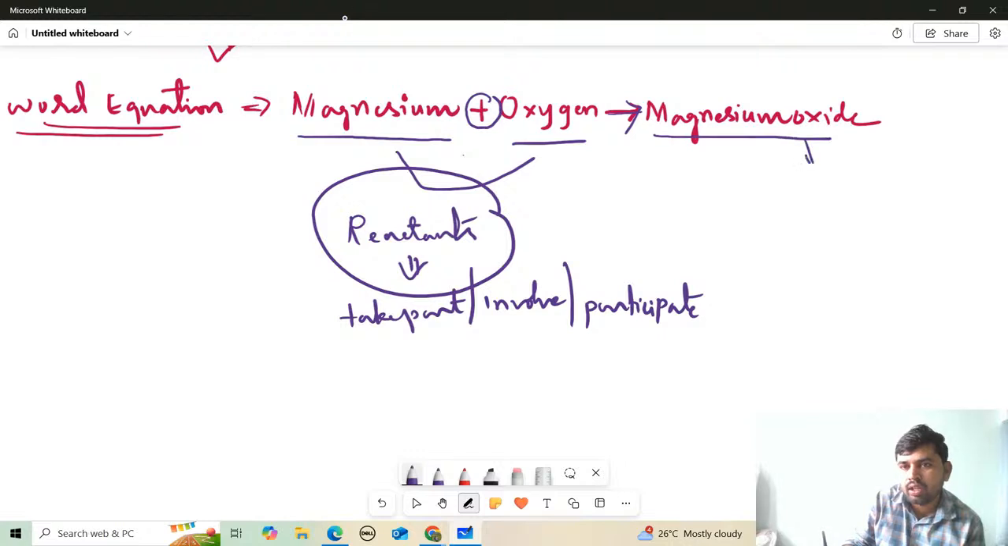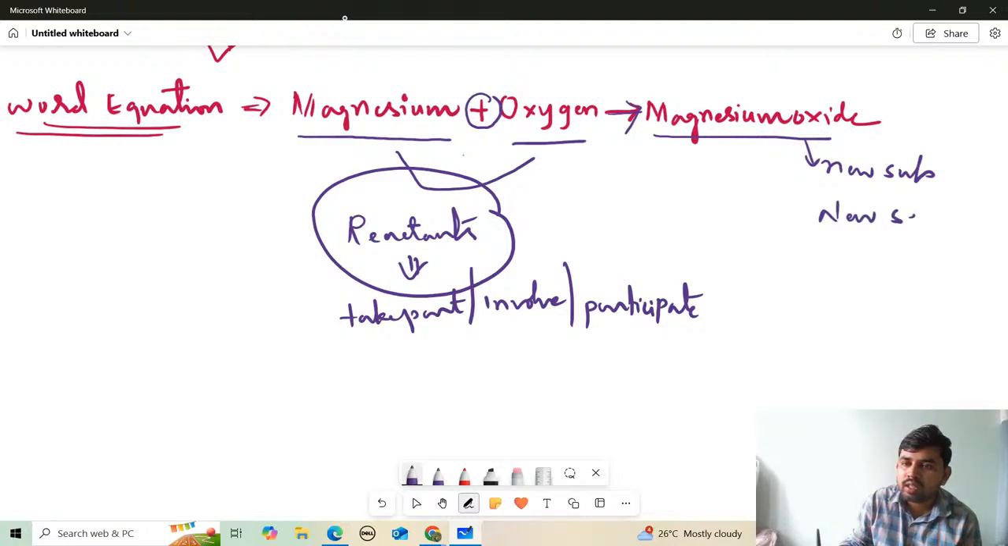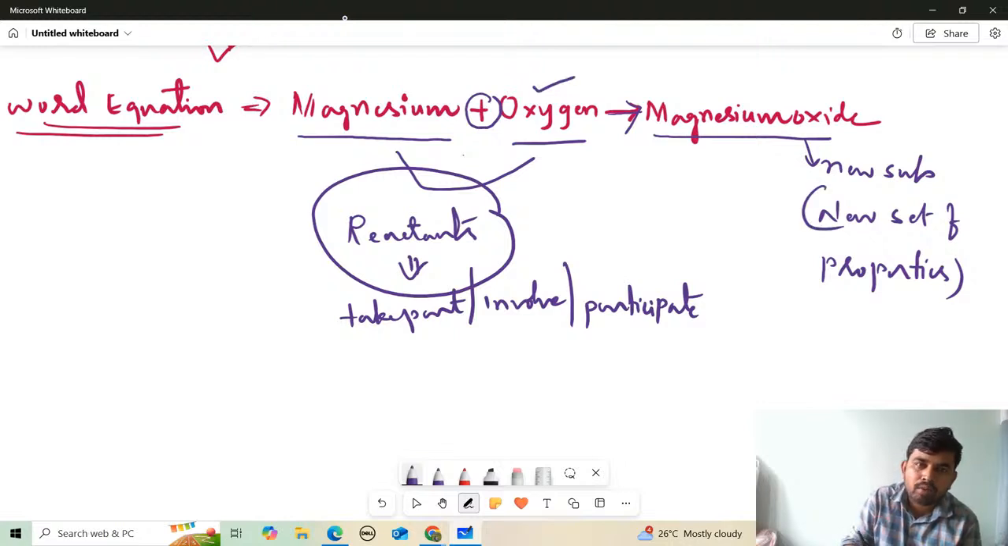What is meant by new substance actually? A new substance means it is made up of the same things only, but it has a new set of properties. The properties of this magnesium oxide are entirely different from those of oxygen and magnesium. That's why it is called a new substance. Another name for a new substance is product.